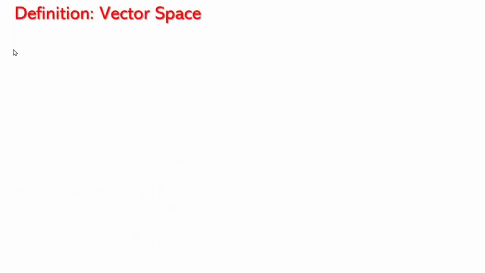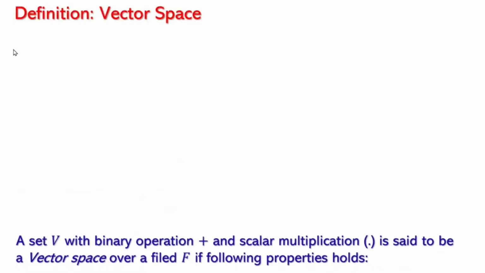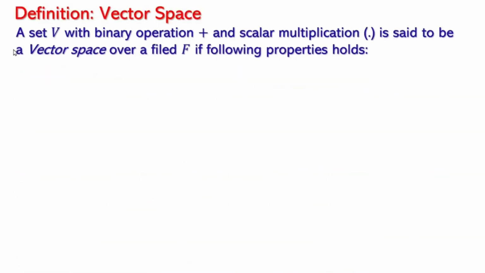The first topic is vector space. A set V with a binary operation, which we call addition, and scalar multiplication, is said to be a vector space over a field F. This field may be real or complex, but as we are discussing Rn, we'll take the field F in this course as R. It follows the following properties.